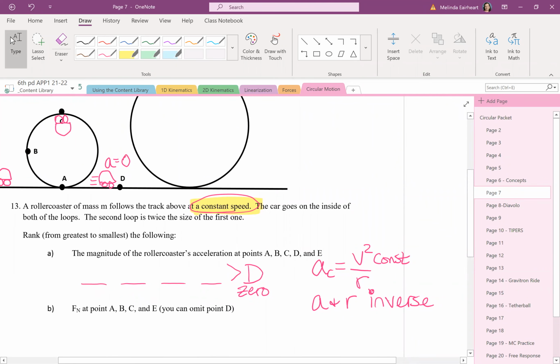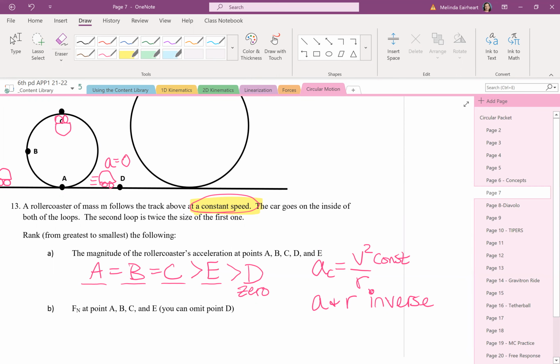A, B, C. And again, if you have constant speed, then they'd all be the same. So A equals B equals C, greater than, and then the bigger the radius, the smaller the acceleration. E would come next. And again, D is 0.